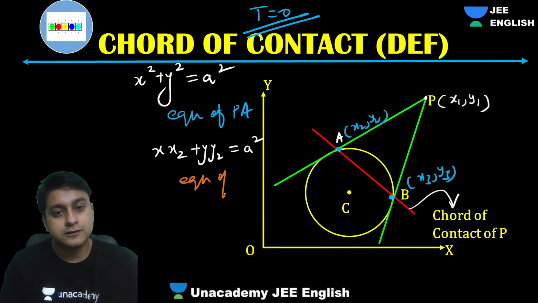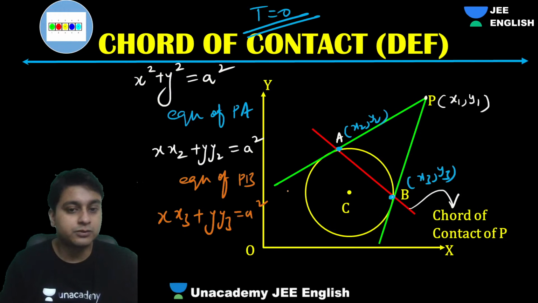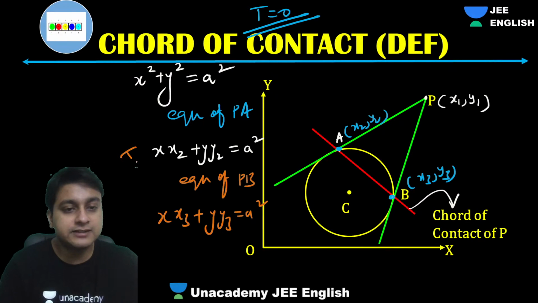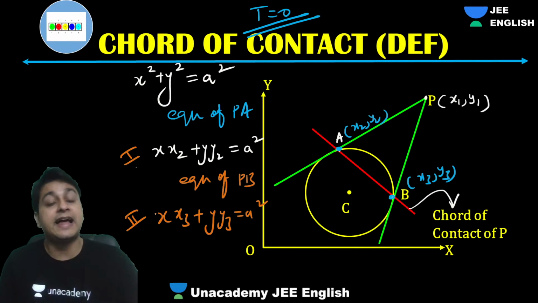Then the equation of PB. What will be the equation of PB, guys? Similarly, can I say x3 x plus y3 y equals a square? Okay, great. So we've got these two equations, first and second, just by writing the tangent equation.